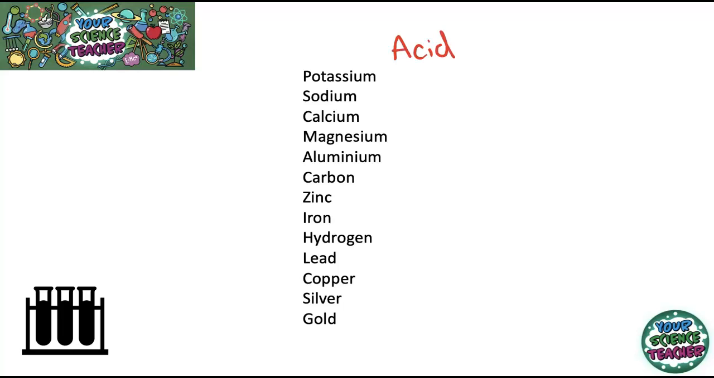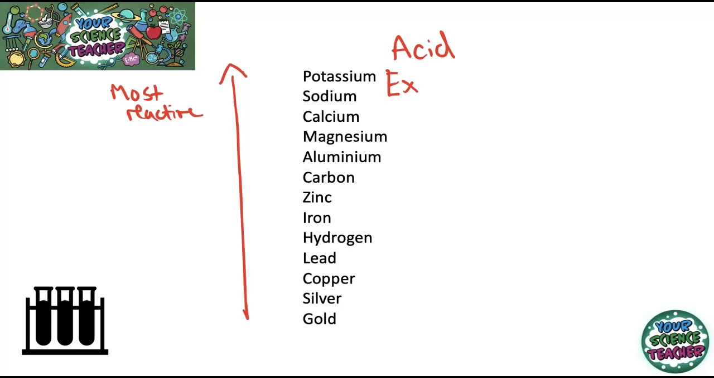So if I add an acid and I've got these first two metals, these are the most reactive. I have my reactivity going up here. So the most reactive are at the top and the least reactive are at the bottom. So what would happen if I added an acid to these top two, potassium or sodium? Well, I would most likely get an explosion.